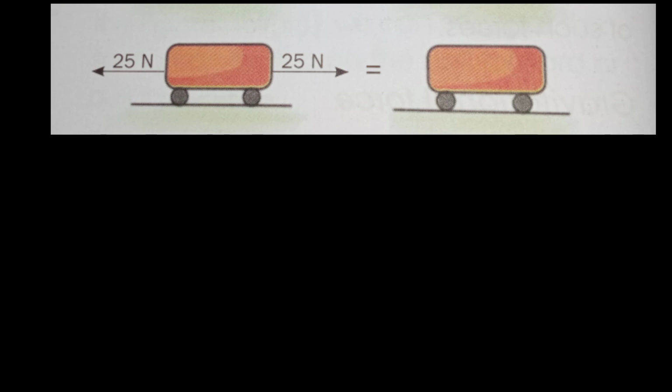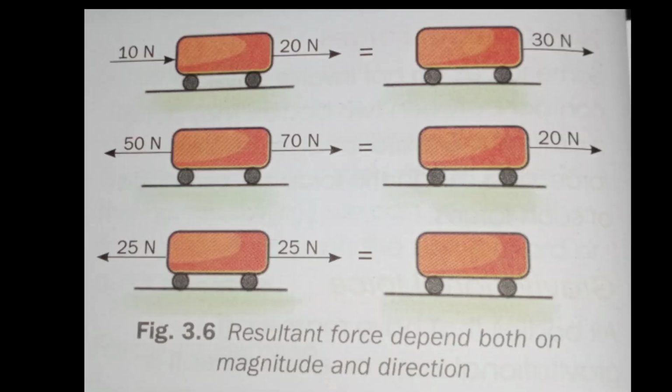Okay, if in any case you see that two equal forces are there and they are acting in the opposite direction, then the body will not move. The resultant force is 0. Because from both sides the force applied is equal and they are in opposite direction, and the body will not move. Okay, so you have seen these three cases.